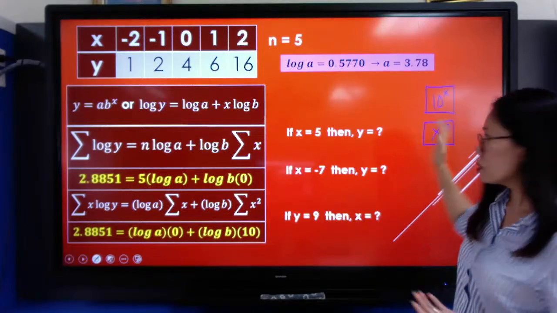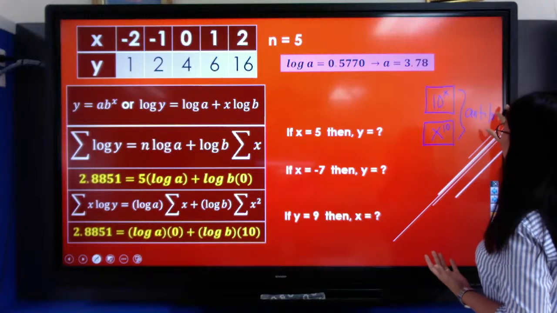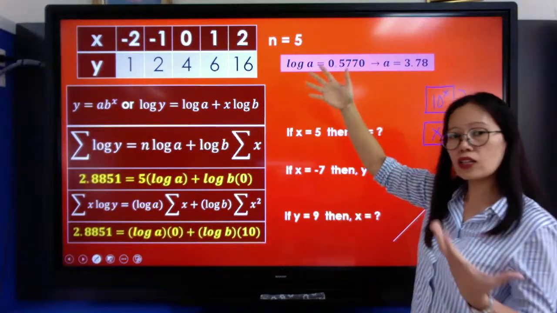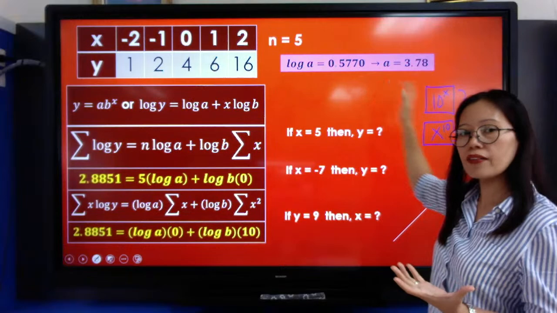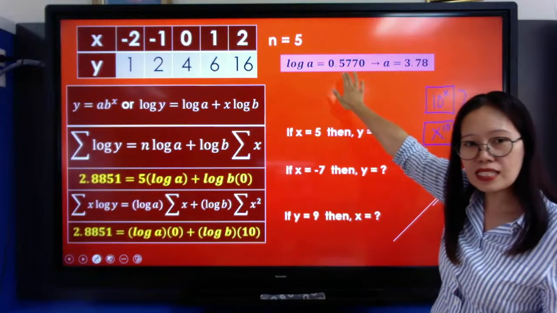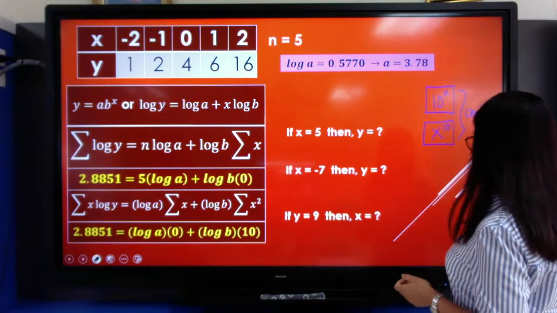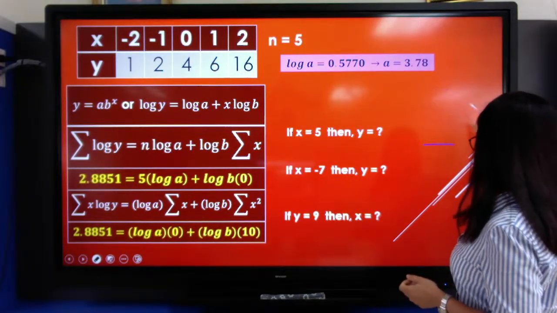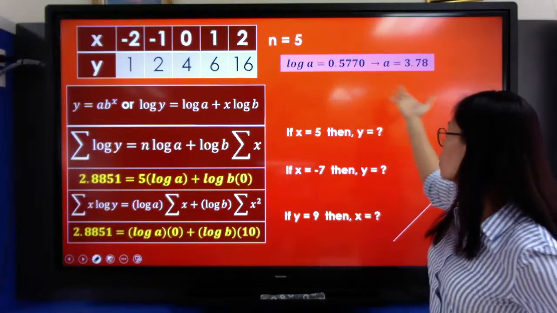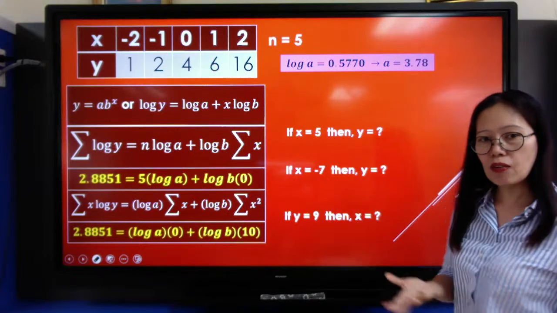So if you press this button, these are for anti-logarithm. If you want to remove the logarithm, then push this one. On some calculators, you enter 0.5770 and then press this button. On other calculators, you press this button first and then enter the number. Then you will get A. Okay, so we found out that A is equal to 3.78.